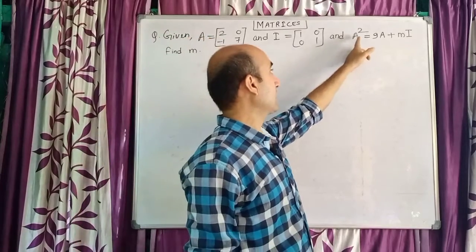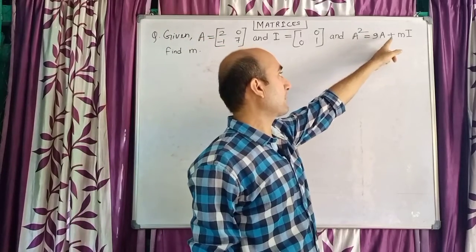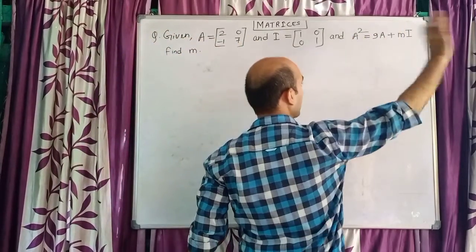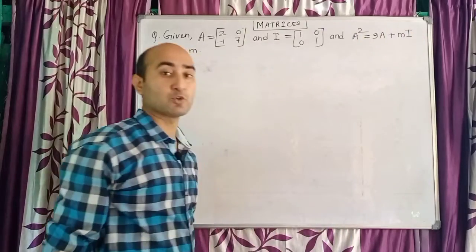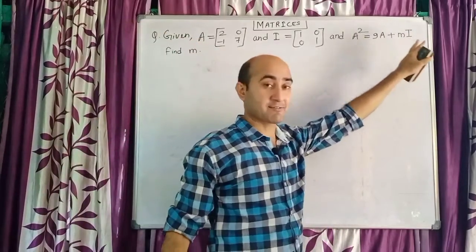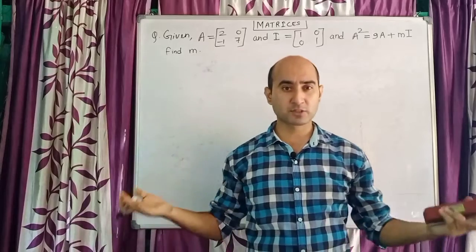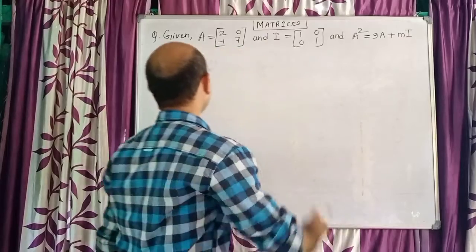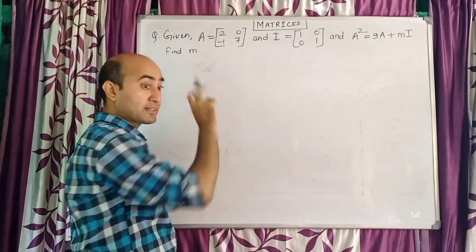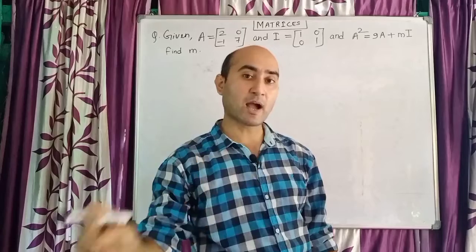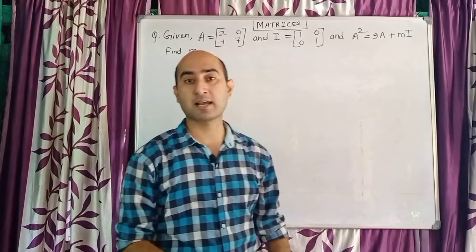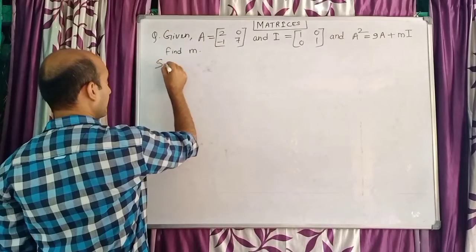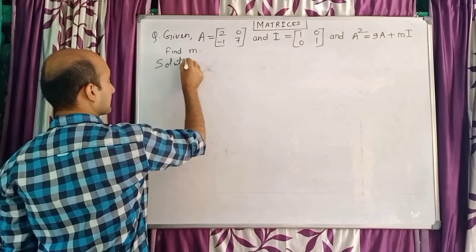And a relation is given, A square equals 9A plus MI, find M. So the value of A is known, I is known, you have to find the value of M. Here M is not a matrix, M is a number, can be 2, 3, 4, 5. Had it been a matrix, they would write find matrix M. But when they say only find X, find Y, find M, you have to find a number, not a matrix.